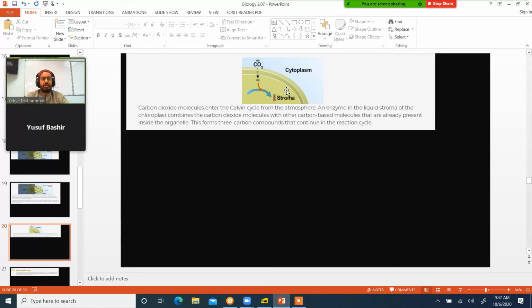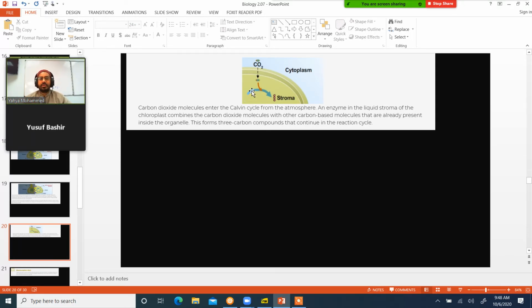All right. So you have carbon dioxide, right? So carbon dioxide is coming in from the atmosphere and enters the Calvin cycle, right? It joins together with whatever molecules are already in the cycle. There are already other molecules there. So every new carbon dioxide that comes in, an enzyme joins it together with whatever was there previously.